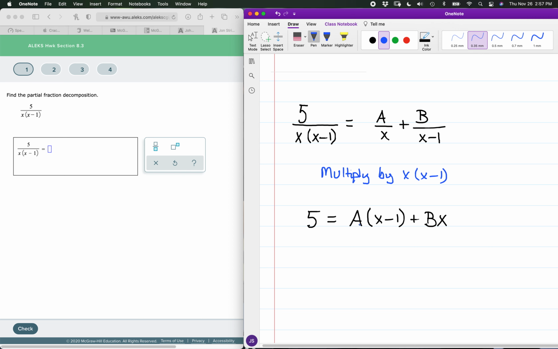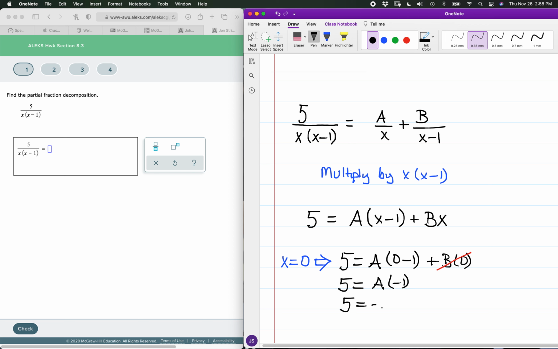Say if I want to solve for A first and get the B out, I can set the factor x to 0. If I set x equal to 0, we're going to have 5 is equal to A times the quantity of 0 minus 1 plus B times 0. And of course, B times 0 is 0, so this will go out. And we have that 5 is equal to A times negative 1. So 5 is equal to negative A, and changing the sign at both ends, negative 5 is equal to A. So A has the value of negative 5.